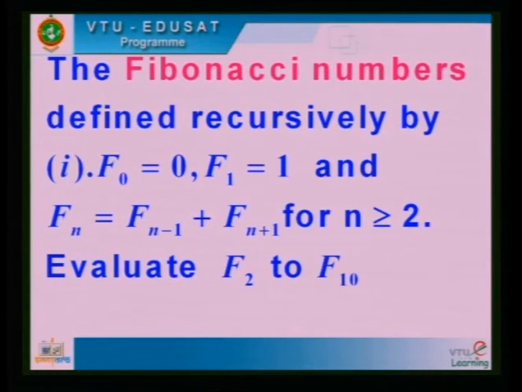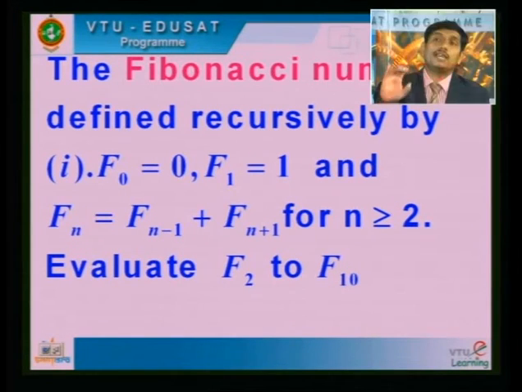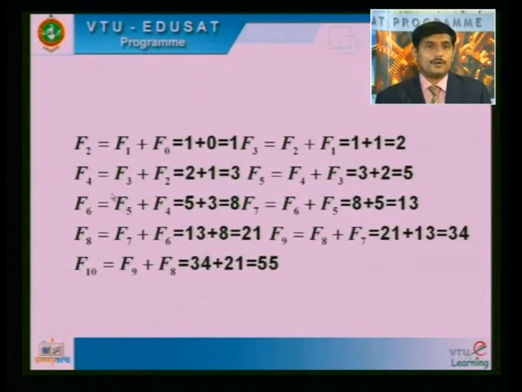To find f_2 to f_10, we take n equal to 2 first, because the in-between values we cannot find directly. This is a sequence, so recursively we can find the values. If we need f_5, we cannot find f_5 directly. In that case, we first find f_2, f_3, f_4 and so on, recursively. So what is f_2?